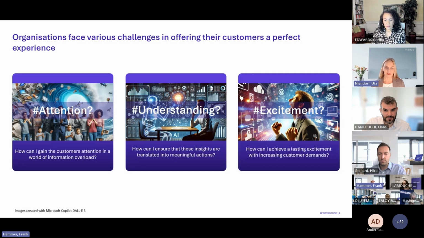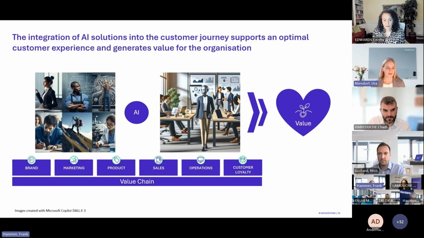So I guess that is some very general statements that we see across all industries and sectors. And I think we all agree that AI can help us a lot to help generate attention, understanding, and excitement. And we're going to deep dive a bit more into that right now. So the integration of AI solutions into a customer journey, in our opinion, is a great tool to enhance customer experience, generate value.